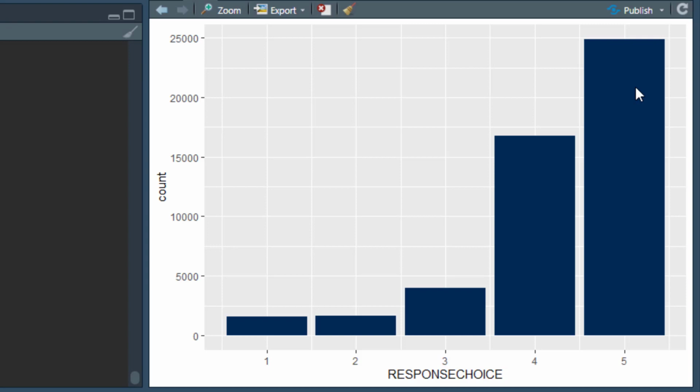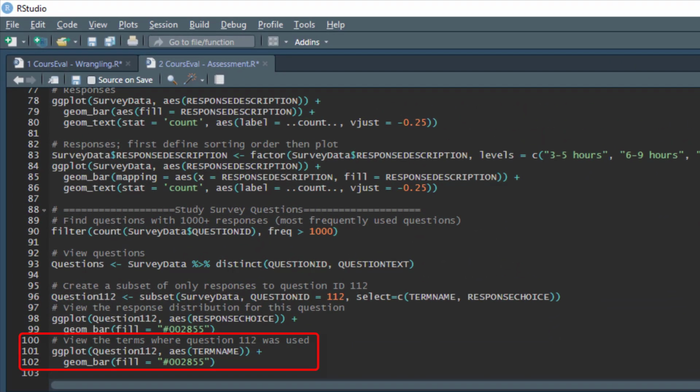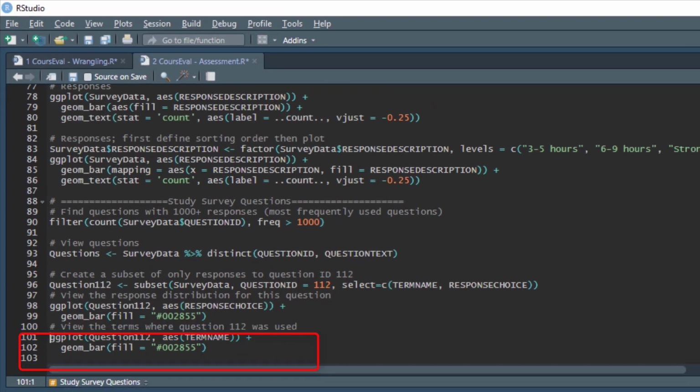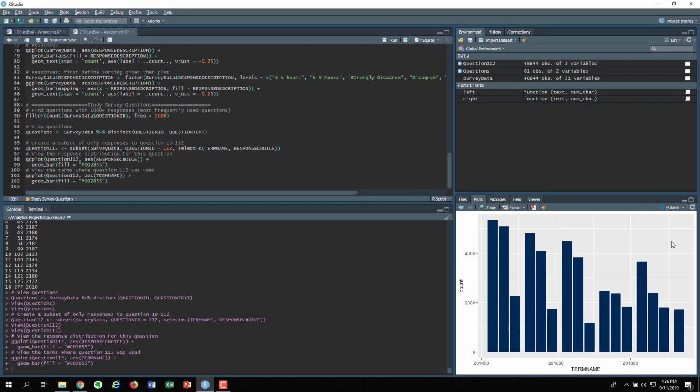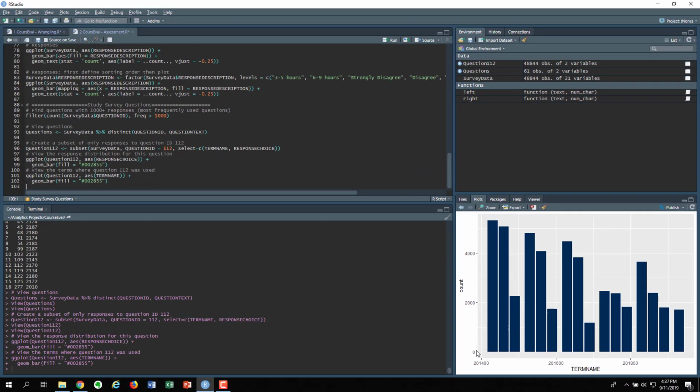This is actually very positive data. Next, let's take a look at a bar plot of the term name, so the terms in which question 112 was asked. When we execute that, we can see that this question was asked in all surveys since fall of 2013, and we're basing that off of the x-axis here. So we know that we can use data from as far back as fall of 2013, and question 112 will be included in all that survey data.